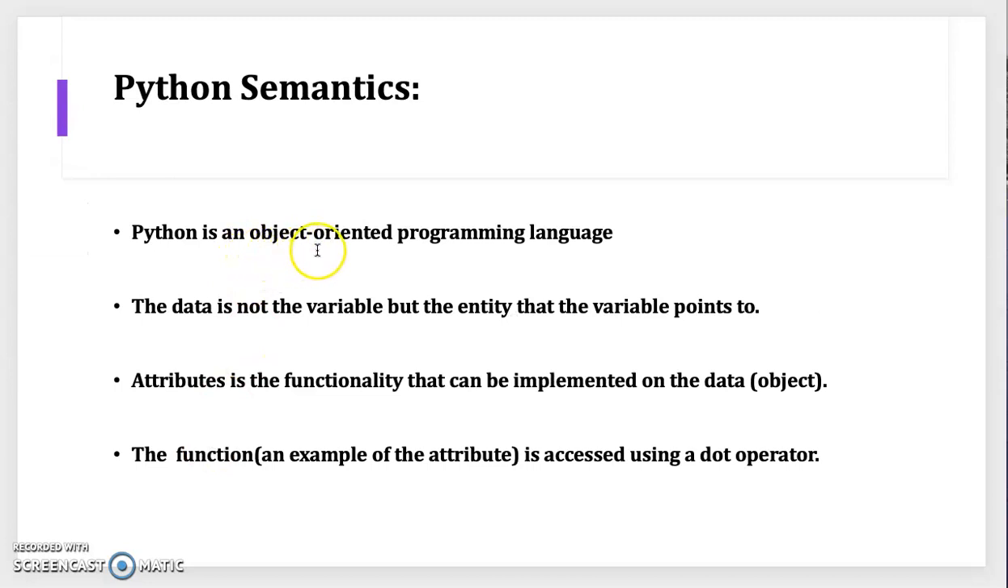Python is a pure object-oriented programming language. The data is not the variable, but the entity the variable points to. Attributes are the functionality that can be implemented on the data, or we can say the object. The function is an example of an attribute, and is accessed using a dot operator. So that's what we said earlier, you can have x dot sort. That sorts the object that x refers to.